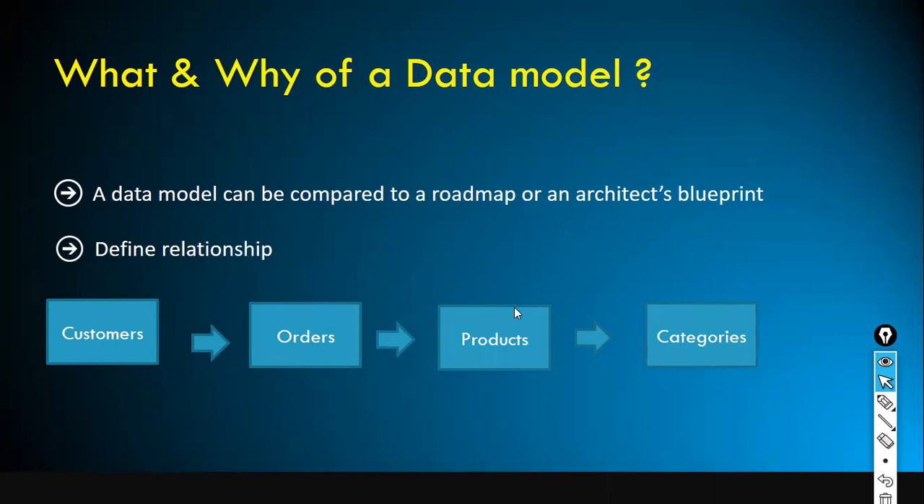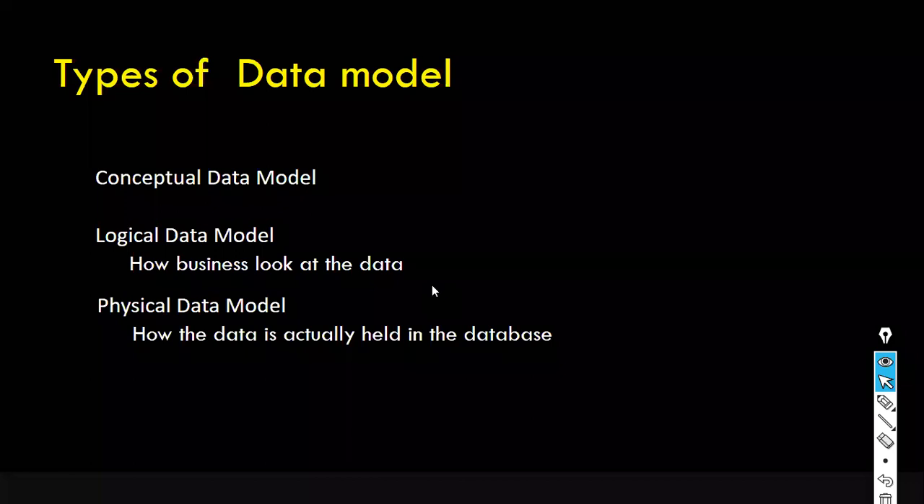Basically, we want the data from these three tables. So in that case, you need to create the relationship between the tables. See, these tables have a one-to-many relationship or many-to-many relationship. Before we dive in, understanding what is one-to-many, many-to-one, let us understand the types of data model.